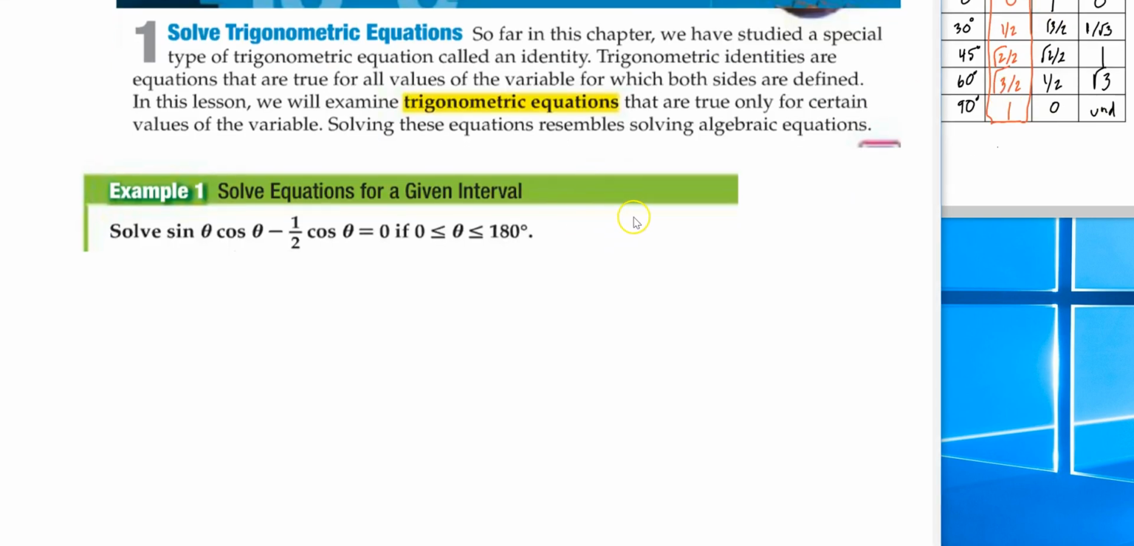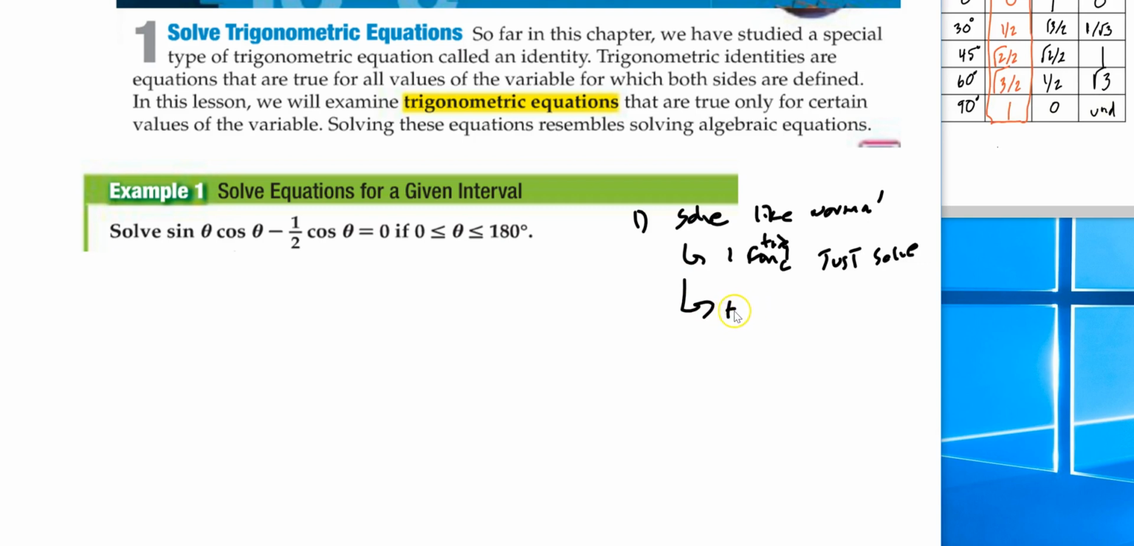So let's talk about the process of doing this. One, solve like normal. What do I mean by that? If you have one trig function, just solve. If you have more than one trig function, what we do there is we factor: set equal to 0 and factor.